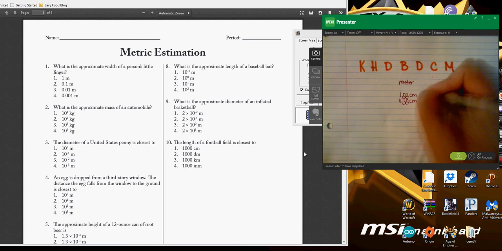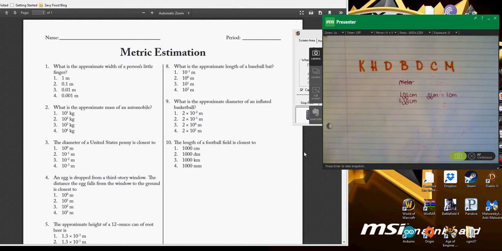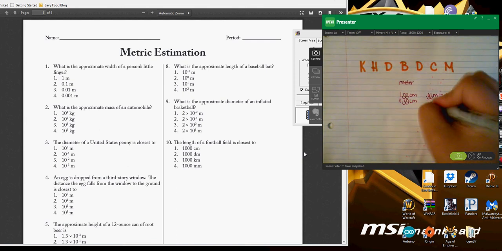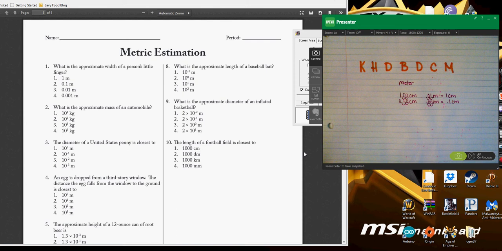The next one is if I have 0.01 meters, I'm going to go 1, 2. That's going to leave me with 1 centimeter. And then finally for number 4, if I have 0.001 meter, I'm going to go 1, 2, and that's going to leave me with 0.1 centimeters. So based on that, the most logical answer is answer choice number 3, because that's the size of about 1 centimeter. Question number 2, what is the approximate mass of an automobile?